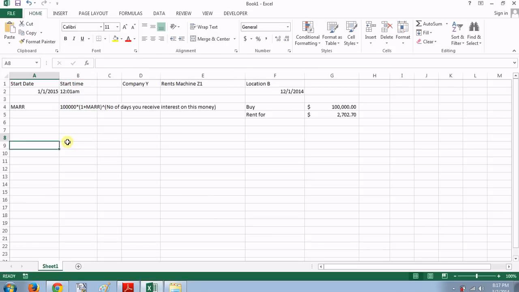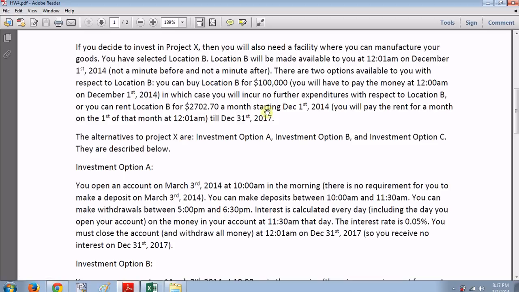Alright. Now, first, when do you pay the rent? You pay the rent on the 1st of each month at 12:01 a.m. That is very convenient, because if you didn't pay the rent and instead deposited in one of the investment options, you would get interest on that money on the day you deposit it as well. Why? Because you have that money at 12:01 a.m., and the bank allows you to deposit between 10 a.m. and 11:30 a.m. So you can go make the deposit, and then the interest is calculated on that money at 11:30 a.m. So you get interest even on the day you deposit that money.